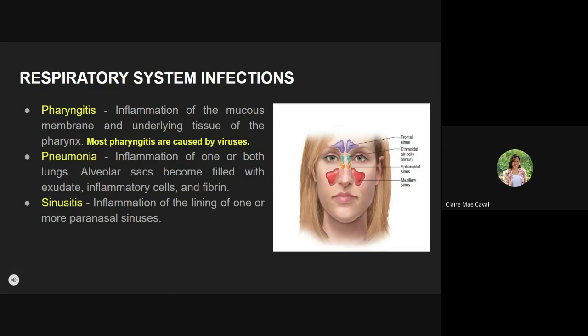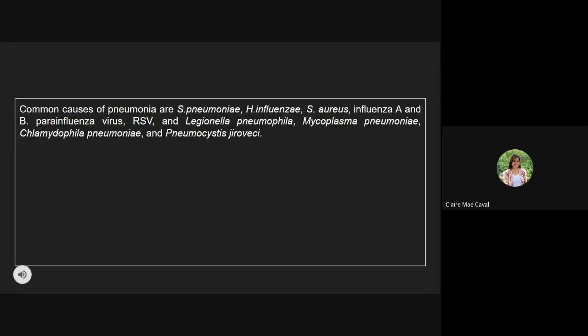Next is sinusitis. Sinusitis is the inflammation of the lining of one or more paranasal sinuses. So it's in the picture, the four different sinuses. So it's an inflammation of the lining of one or more paranasal sinuses. That's your sinusitis. So these are again the common causes.